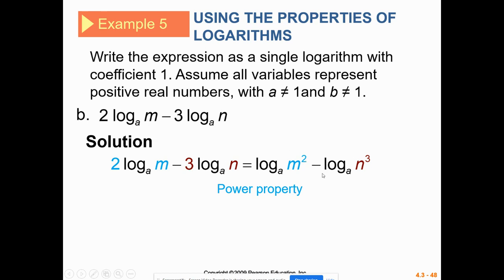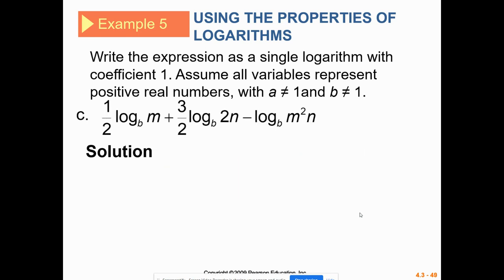Now we have the minus here, so we're going to use the quotient property to put this back together as a quotient. So now we have a final answer of the log base a of m squared over n to the third power.